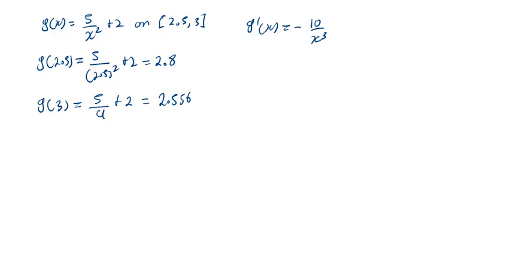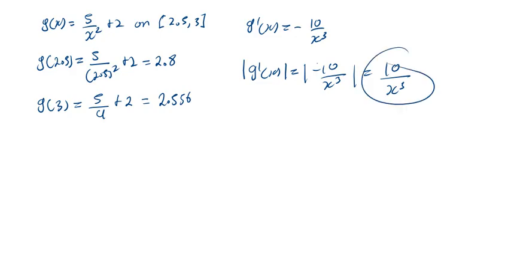So now what is remaining is to ensure that the magnitude of the derivative is strictly less than 1. So we are saying the absolute value of g prime of x is equal to the absolute value of negative 10 divided by x to the power 3. This can just be written as 10 over x to the power 3.